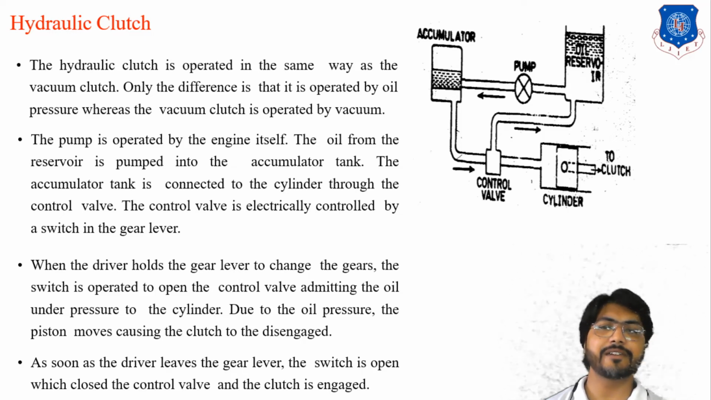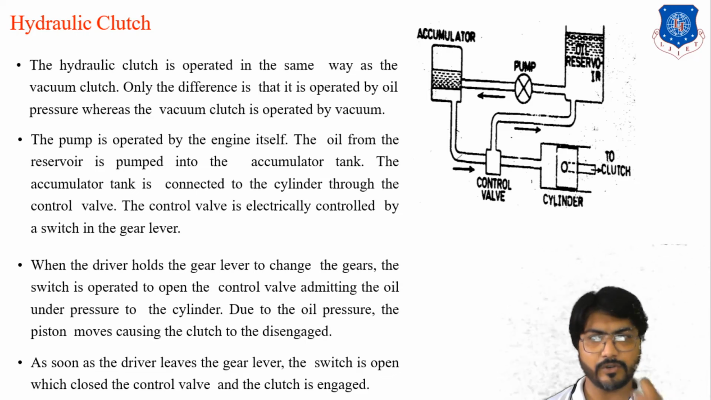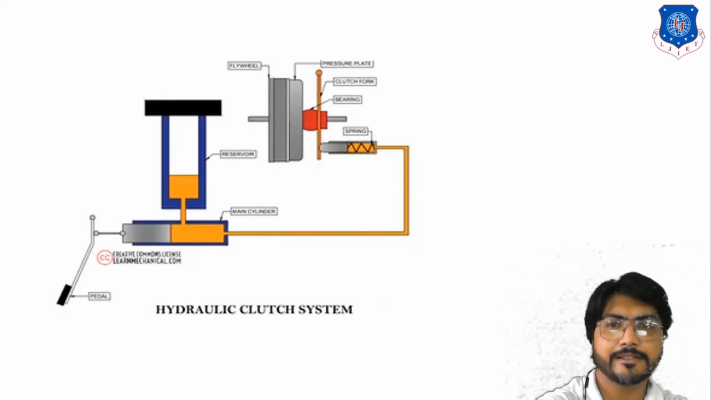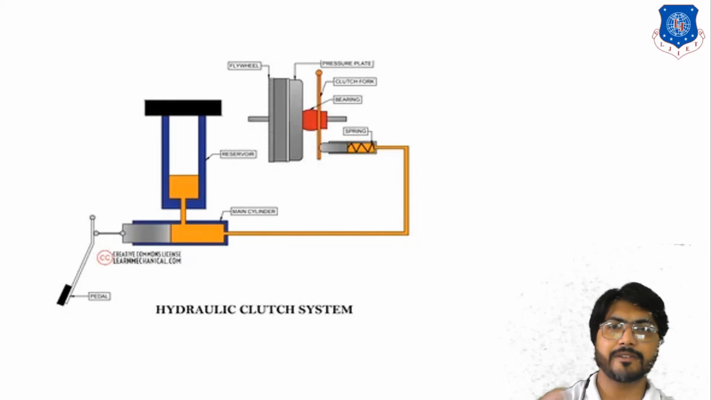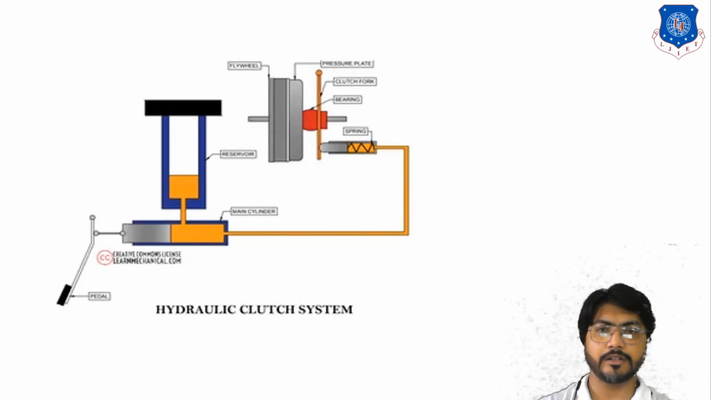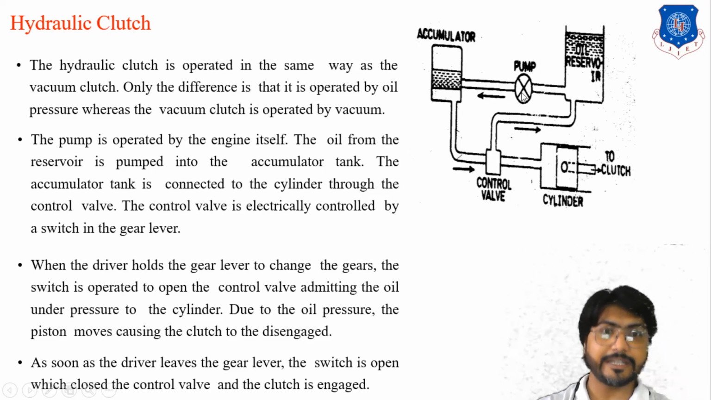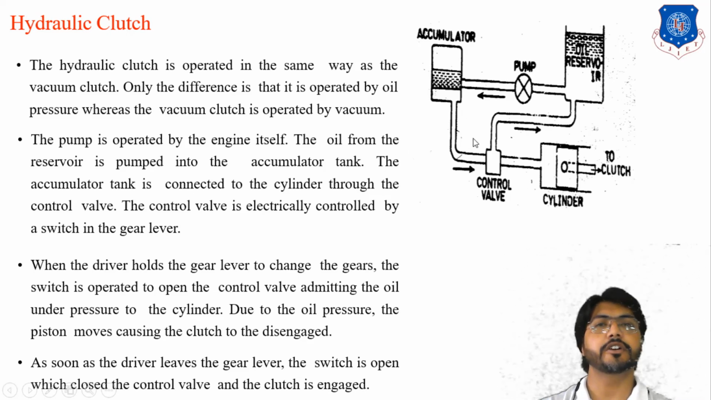As soon as the driver leaves the gear lever, the switch is open, which closes the control valve, and the clutch is in the engaged condition. So this is the model of the hydraulic clutch. These are the pedals, these are the cylinders, and the effort is supplied to the clutch with the help of hydraulic principles, or Pascal's principle. The main key of this hydraulic clutch is the control.